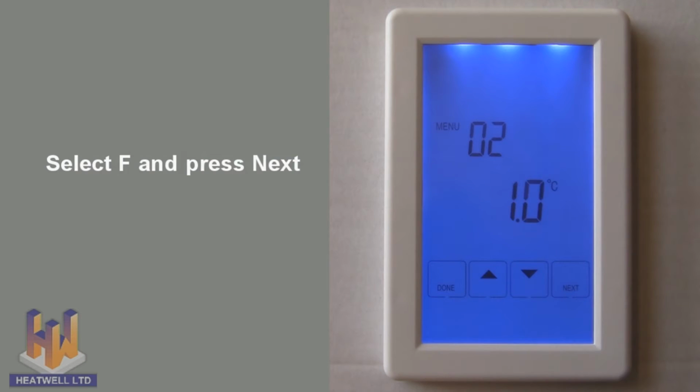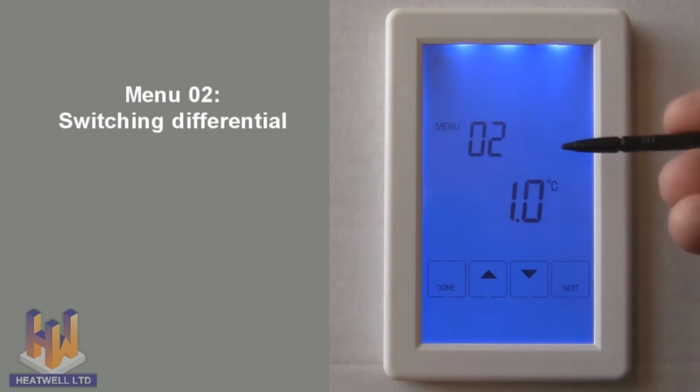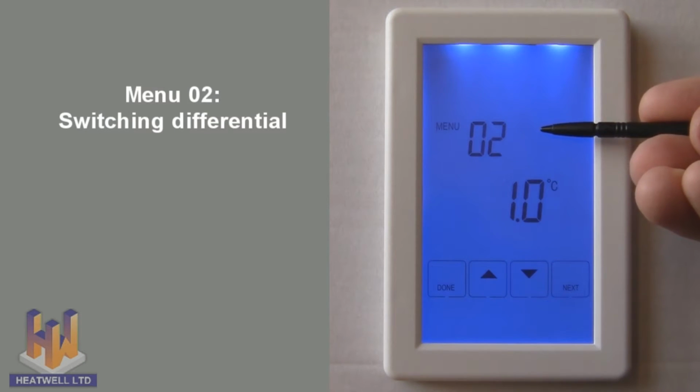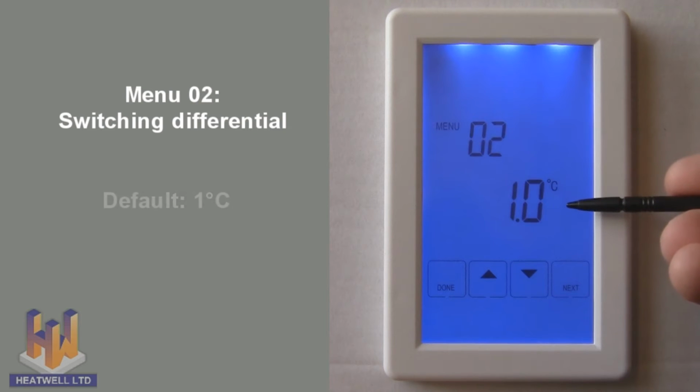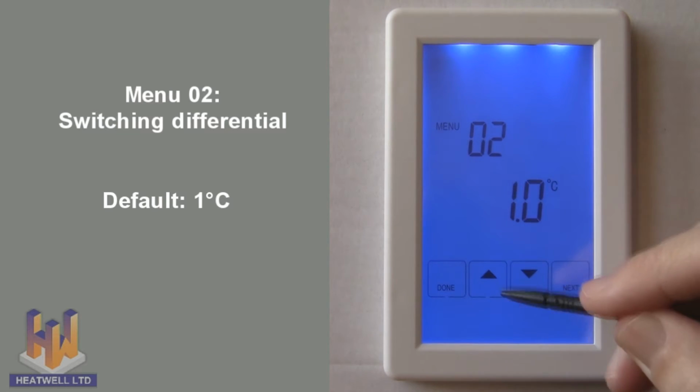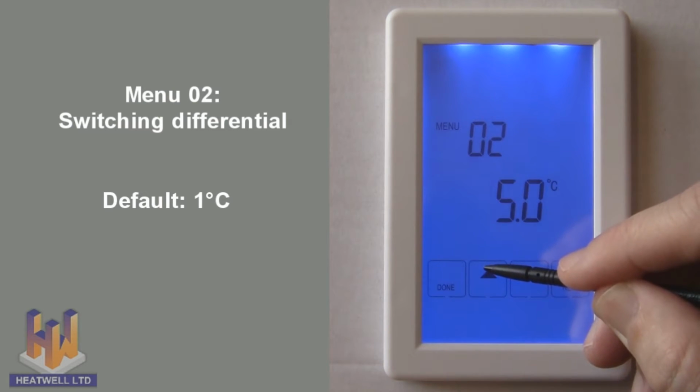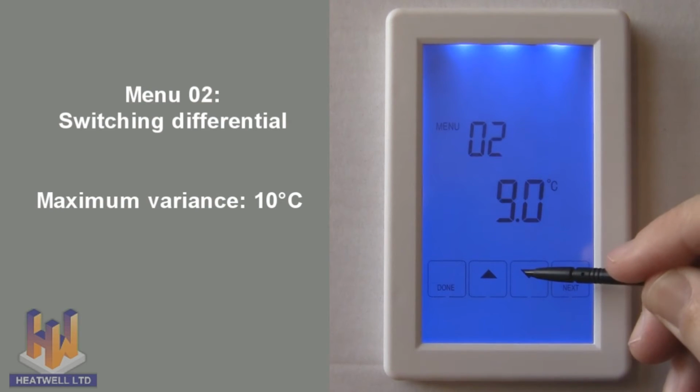Menu 2 is the unit's switching variance, which is set by default at 1 degree. This determines how often you want your unit switching on and off when maintaining the floor temperature. When set at 1 degree, it means the elements will switch on when the floor temperature falls half a degree below the desired temperature and turn off when it gets half a degree over your desired temperature.